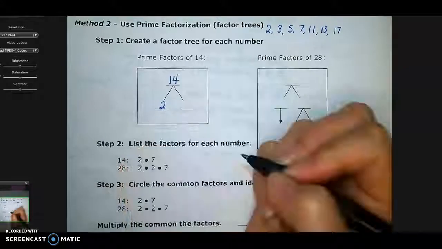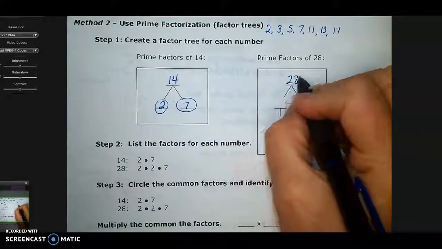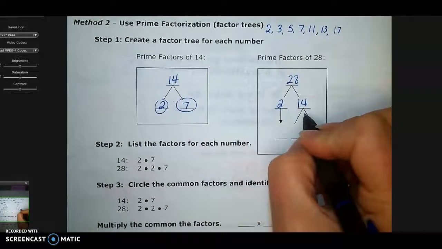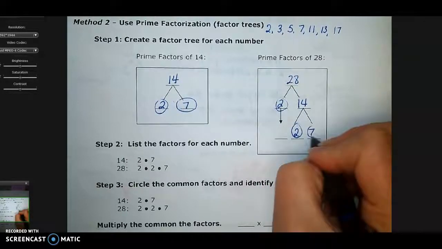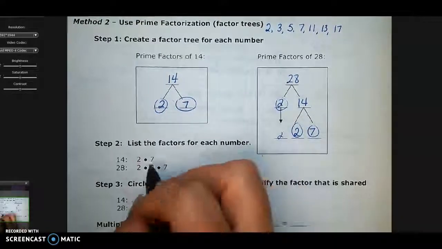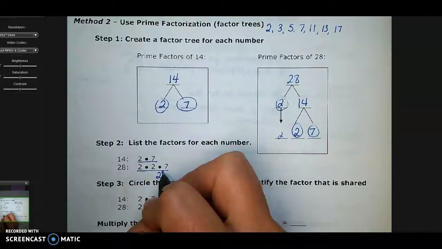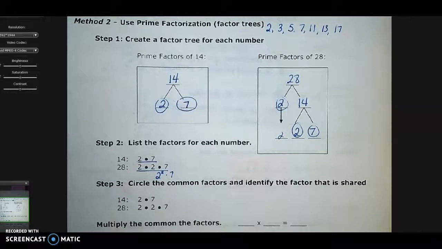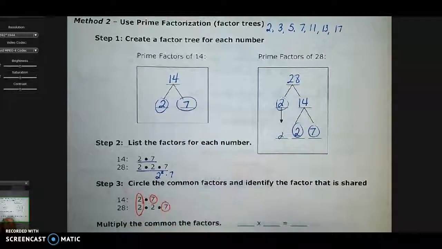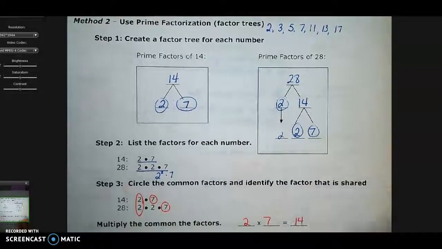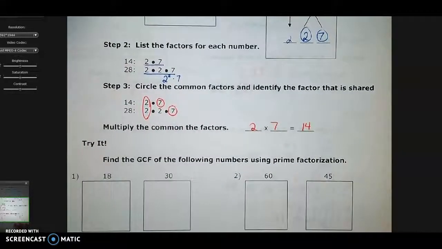So if I divide 14 by 2, I get 7, which is also prime. When I do 28, I get 2 times 14, but that can be broken down as well into 2 and 7. And that's just bringing that down there. So we've got 2 times 7 and 2 times 2 times 7, which could also be written as 2 squared times 7, just for future reference. The common factors that they have are 2 and the 7, so 2 times 7 is 14, which probably would have been helpful on the last page for me, huh? So our greatest common factor there is 14.